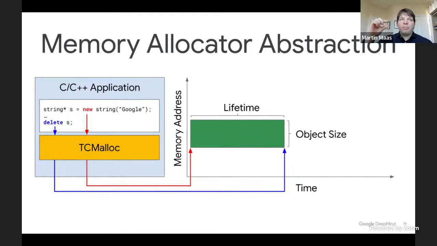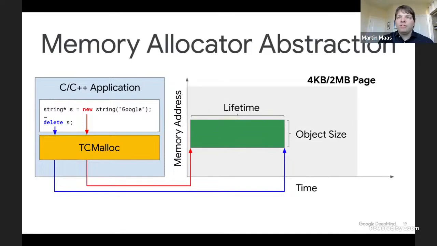And then basically a memory allocator needs to decide where in memory it is going to place it. So what is the y coordinate of this object going to be? Now, in the context of C++ in particular, there is a constraint, because once you have placed the object, you can't move it anymore.